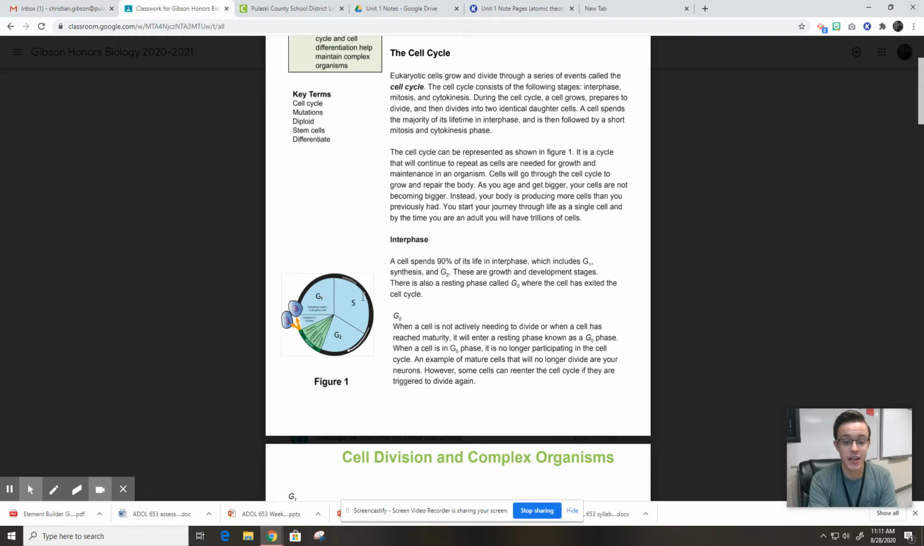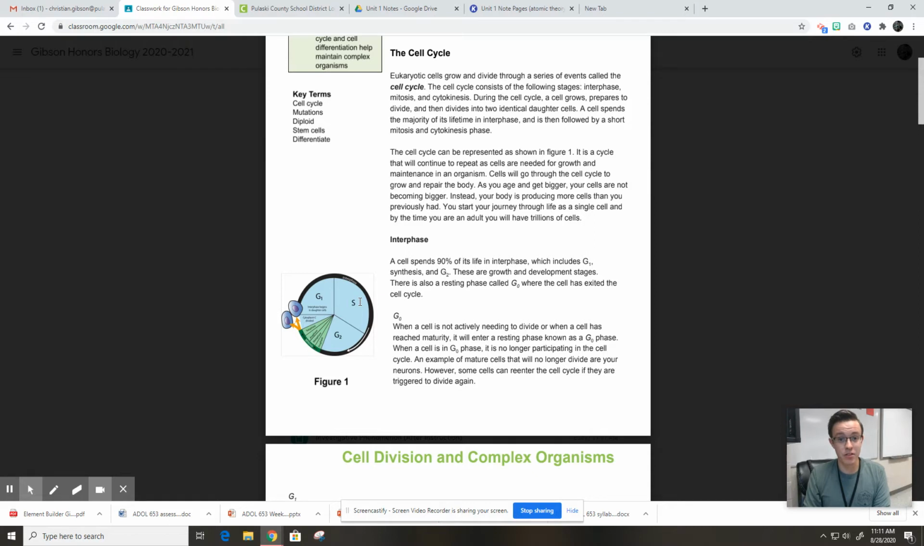S phase stands for synthesis. This is where DNA replication happens. Remember all the way back to that first gizmo in the first week of class with the introduction to gizmo activity, you guys actually modeled with that gizmo simulation the process that happens in S phase. All of the DNA within one cell gets split and copied.